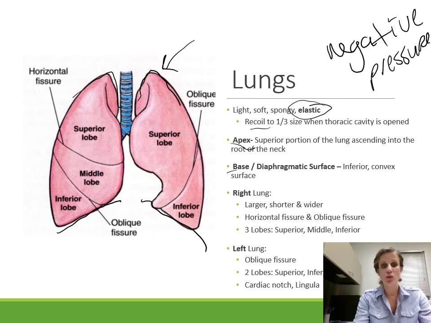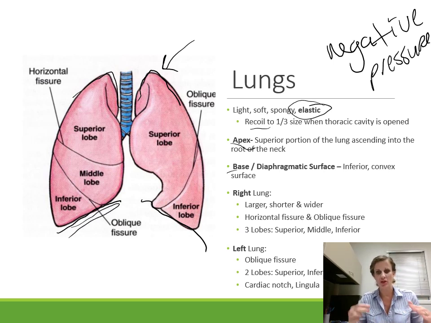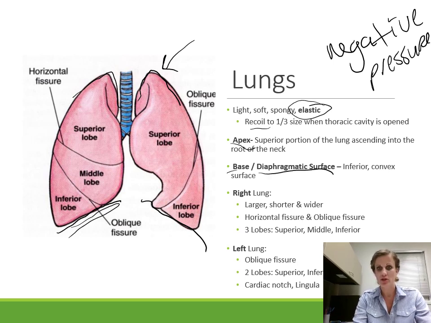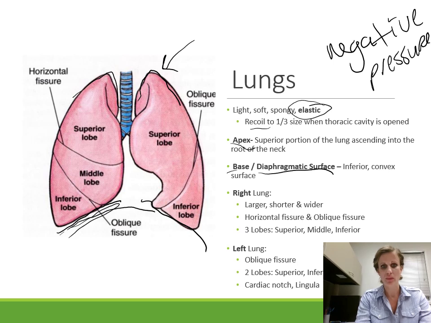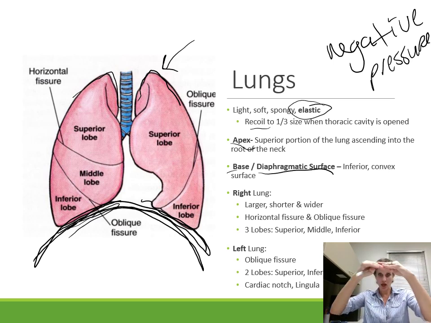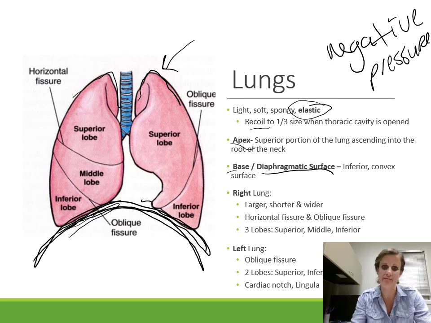The base refers to where the lungs are actually secured, and they're secured there to the diaphragm. The surface of the lung that sits on the diaphragm we refer to as the diaphragmatic surface. Again, that's the inferior region of the lung. And this is a convex curve. The diaphragm gives us this convex curvature here as it flexes up into the thoracic cavity.